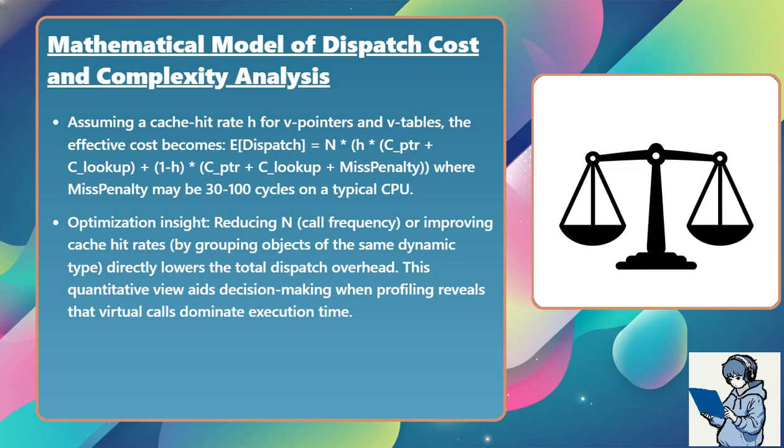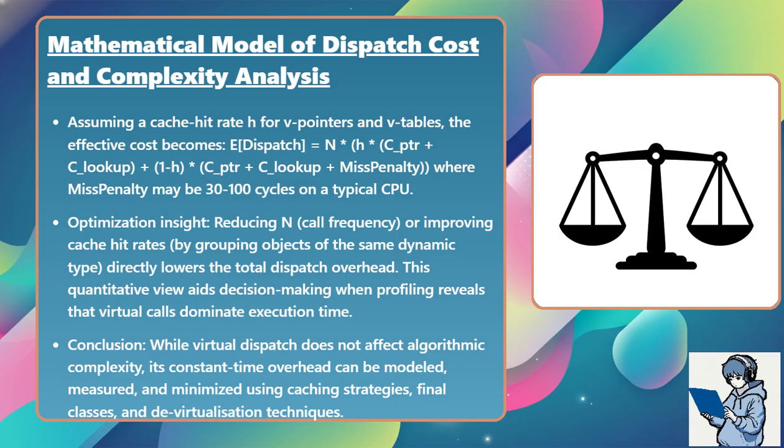Reducing n, the call frequency, or improving cache hit rates by grouping objects of the same dynamic type directly lowers the total dispatch overhead. This quantitative view aids decision-making when profiling reveals that virtual calls dominate execution time. While virtual dispatch does not affect algorithmic complexity, its constant time overhead can be modeled, measured, and minimized using caching strategies, final classes, and devirtualization techniques.